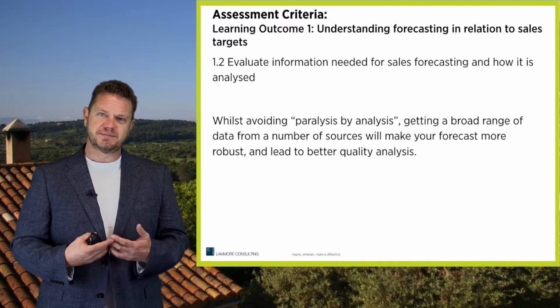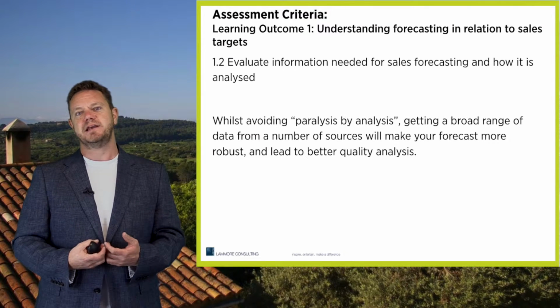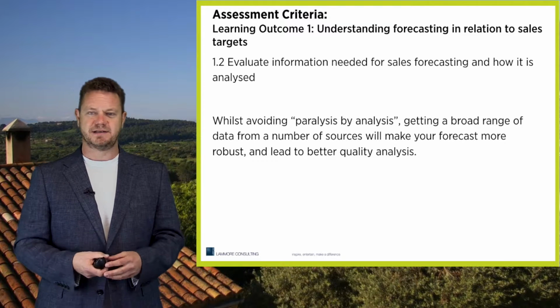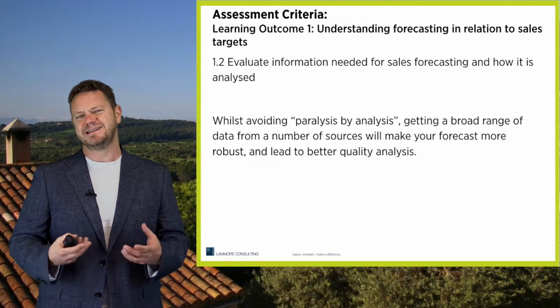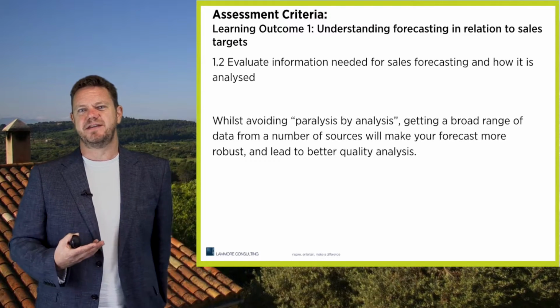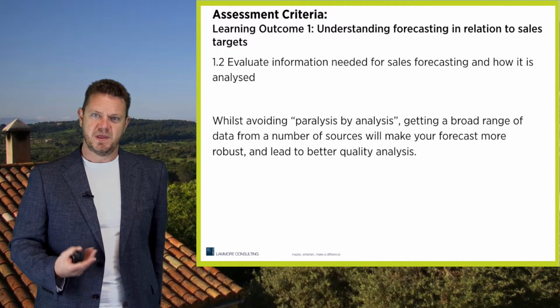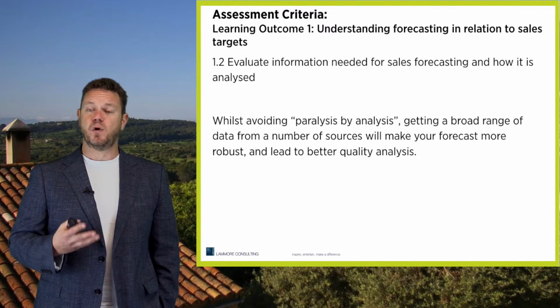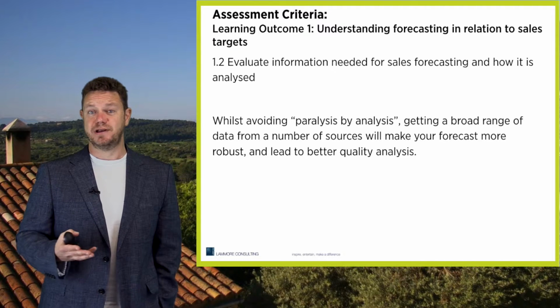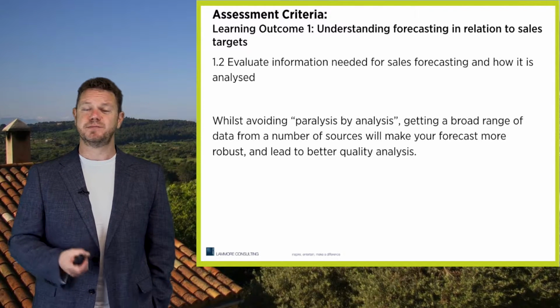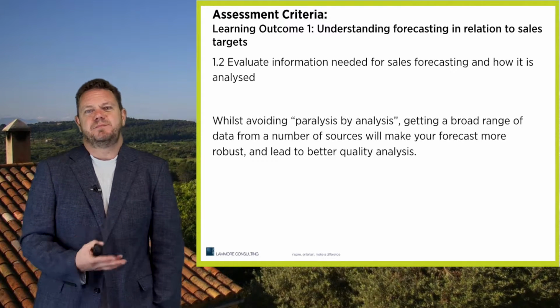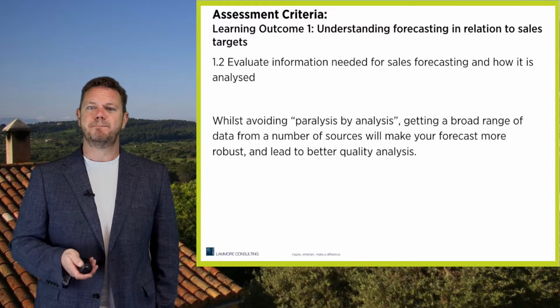So what we need to do is make sure we get enough data in place to put a quality forecast in place, and just make sure that there's enough in there to be reasonably accurate. As we mentioned in Learning Outcome 1.1, nobody can accurately predict the future, and if we could, we wouldn't be doing the jobs that we are. So we need to accept the fact that it's going to be our best guess.